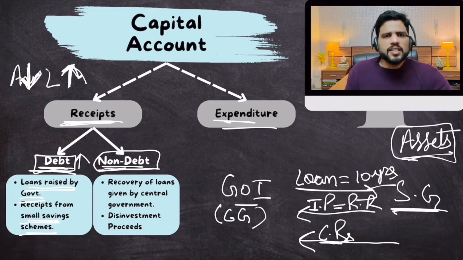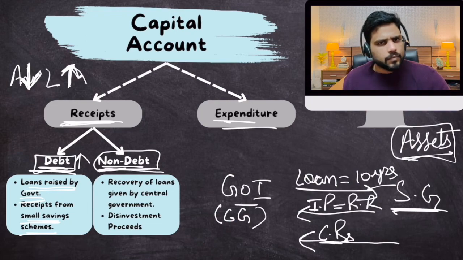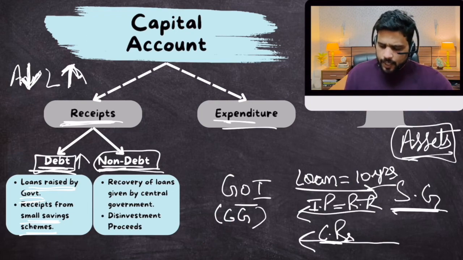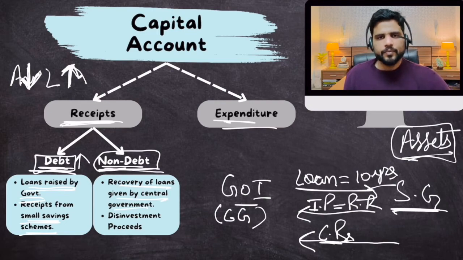But this receipt is not creating any debt on you. So it is a non-debt capital receipt. Very simple. Okay? Clear? So recovery of loans given by central government. Yes?